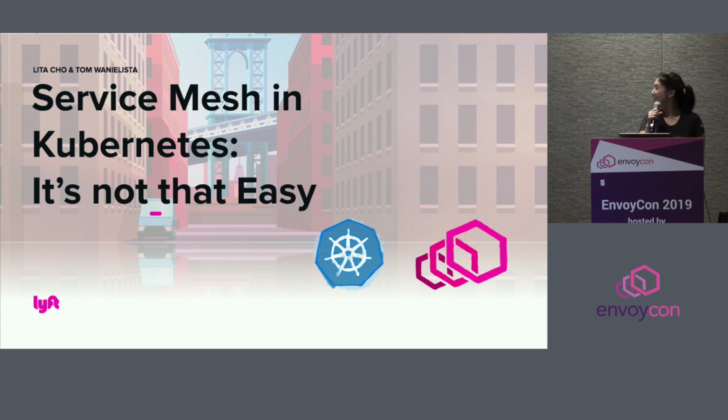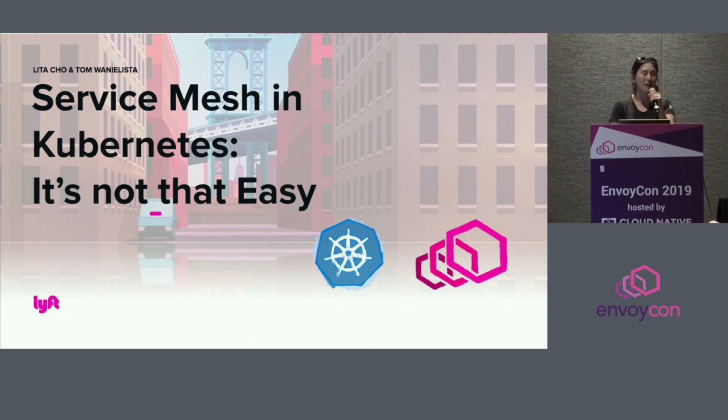So my name is Lita Cho, and this is Tom. We both work at Lyft. I work on the service mesh and networking team, and Tom works on the deploys team. And we're here to talk to you about our service mesh migration to Kubernetes and all the specific issues we came across. Hopefully this will give you some learnings so that when you're in the process of your migration, you can take these learnings with you.